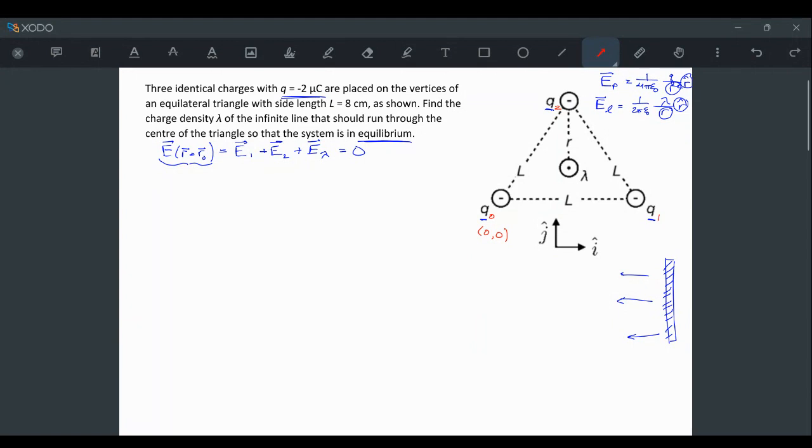So I'm going to draw the three separation vectors between the charge of interest and the three that are producing the electric field. So we have R1, we'll call this R2, and this will be R lambda. And I'll go back and label these so we don't have to remember exactly what they're called.